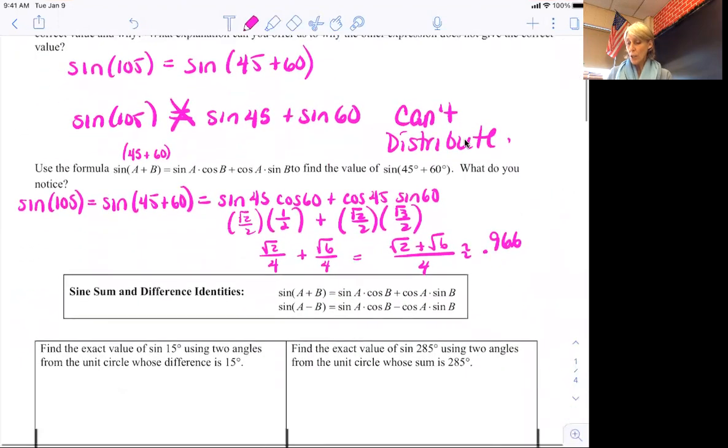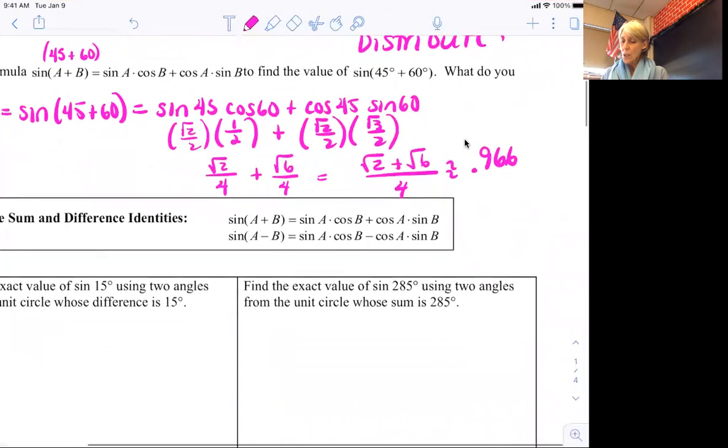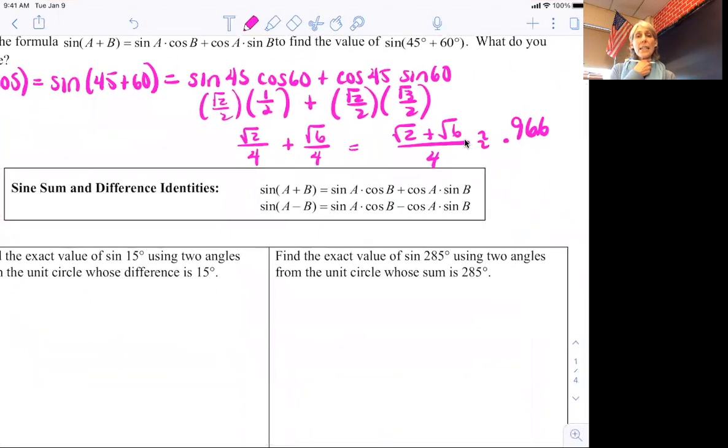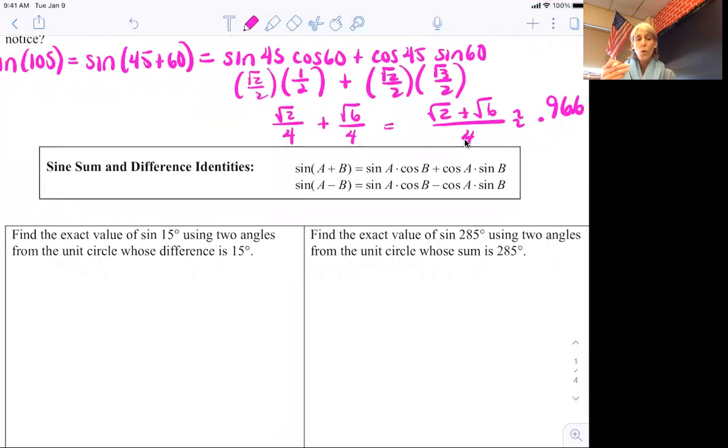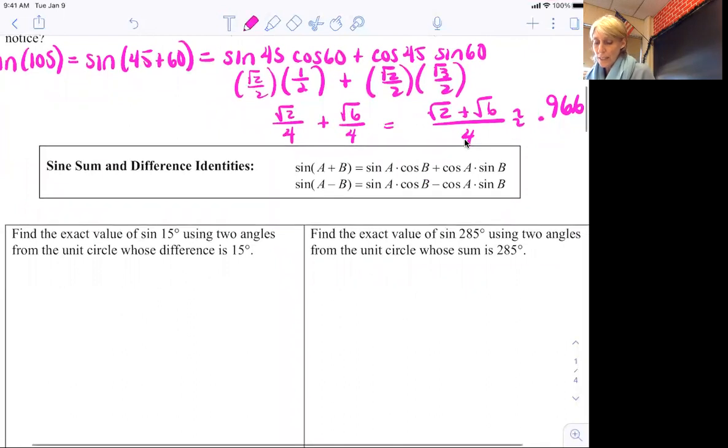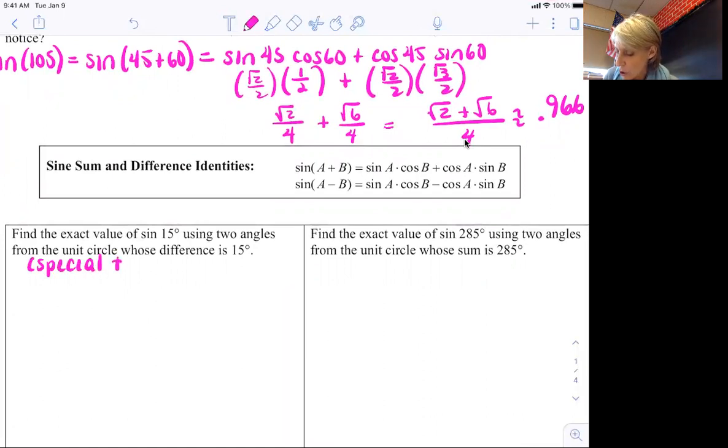So today we're going to talk about how we can use what we call these sum and difference identities to find exact values when we're dealing with angles that we can't deal with without using this method. Okay. So for instance, find the exact value of the sine of 15 using two angles from the unit circle whose difference is 15. Well, don't really worry about that. We want to just think special angles. We want values from our special triangles.